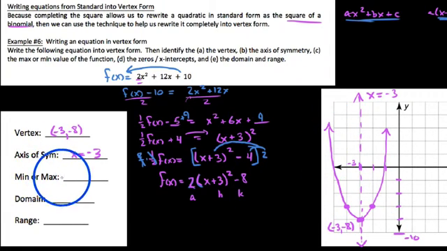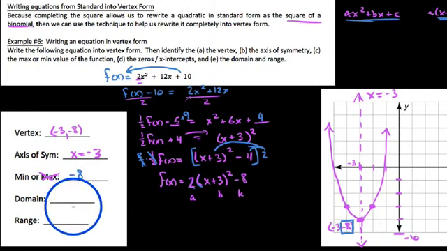So I'm asking what's the min or max? Well, by observation, we can have no maximum value here because it always goes upward. But it certainly has a minimum value. We say the minimum value this function ever gets to is negative 8. So we would say negative 8 is the minimum function value.